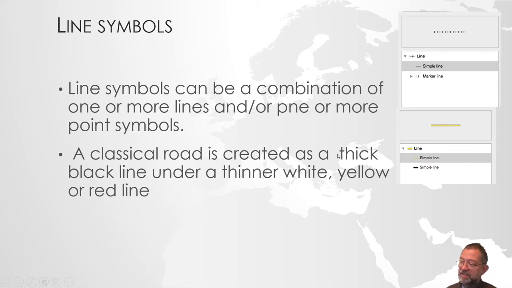Another little thing is how do we create these classical black lines on roads? Well, the approach is that we have a two-line symbol where we have a thick black line, and then on top of that you'll have a thinner line in white or yellow or red, depending on the road type. So these are some of those classical line symbols that we can use.